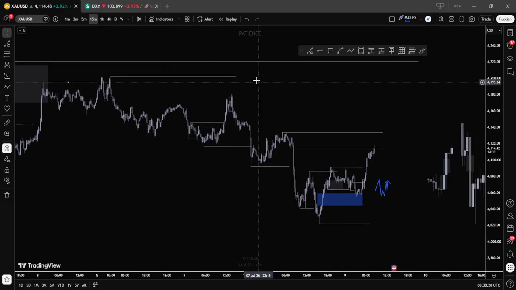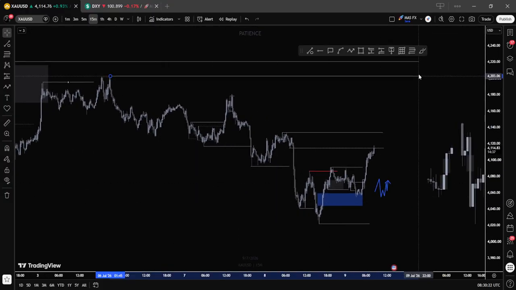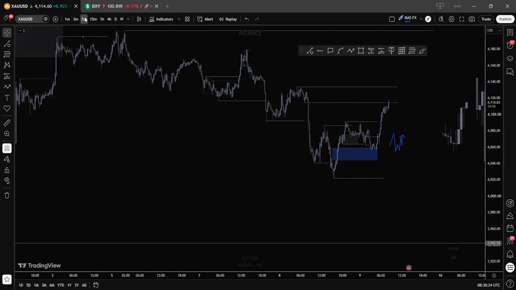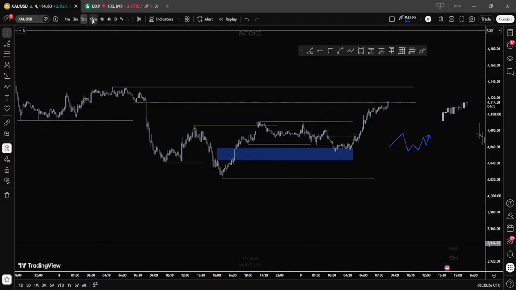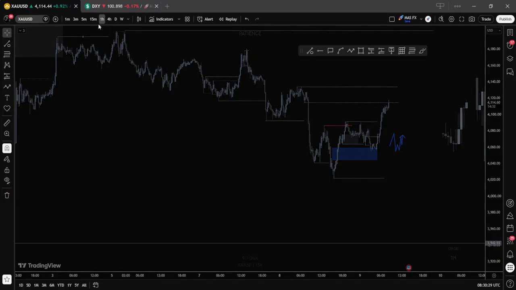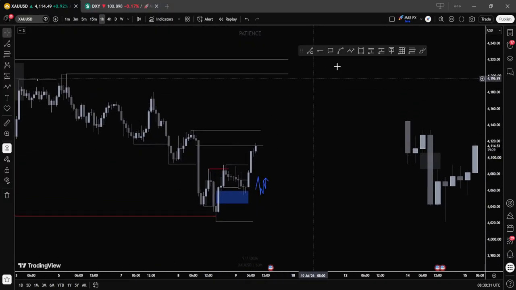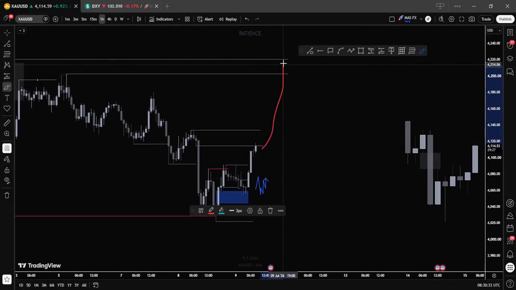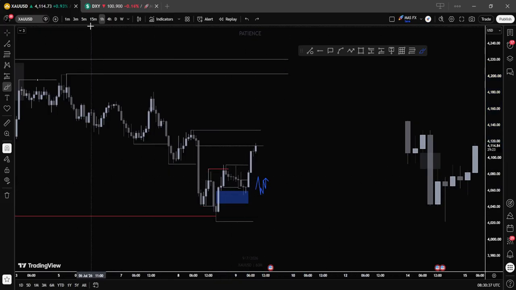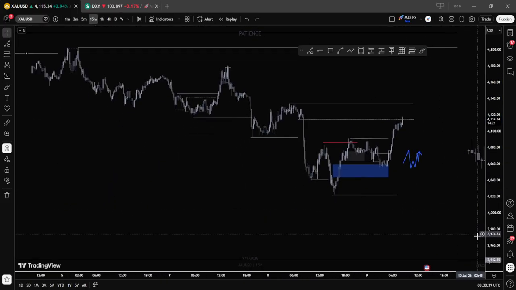Potentially we can go all the way up here, but I think that will be next week because today is Thursday. And yeah, I doubt we can have this whole move today, but it's good. So let's see. We are talking about gold here.